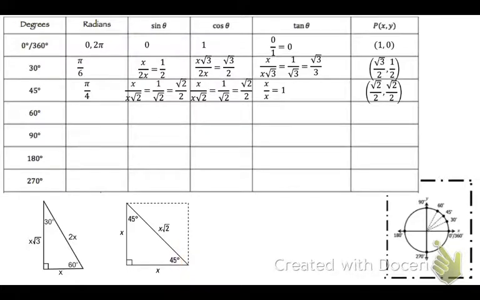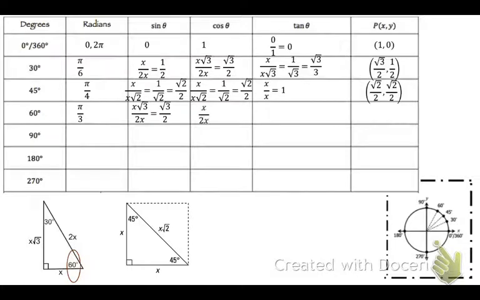Okay, let's go to 60 degrees. So convert that to radians. 60 times pi over 180 is pi thirds. So let's go to 60, and let's find the sine of that. Sine is opposite over hypotenuse, so that's x square root of 3 over 2x. Those x's cancel, and that's the square root of 3 over 2.